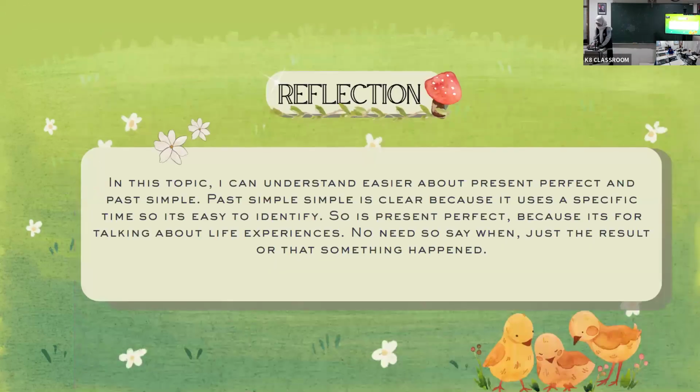Now, for the reflection of this topic in English, present perfect versus past simple, I have a reflection myself. In this topic, I can understand present perfect and past simple more easily. Past simple is easier to understand because it uses a specific time and it's easier to identify. So is present perfect because it's for talking about life experiences and there's no need to say when, just the result or that something had happened.